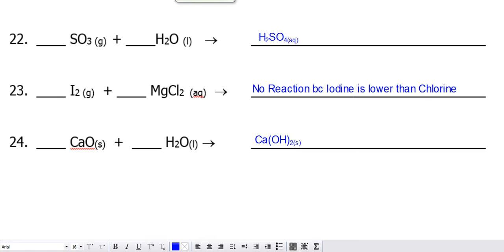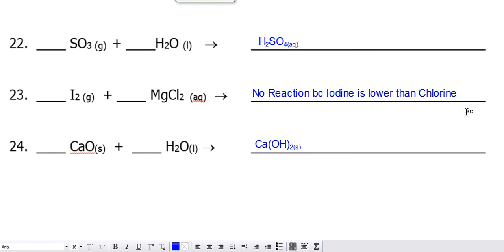Number 23. We have another no reaction. Iodine is lower than chlorine, so no reaction would occur. We have one minor typo in there. That should have been a solid, shouldn't it? Sorry about that, folks. The iodine there should have been a solid.